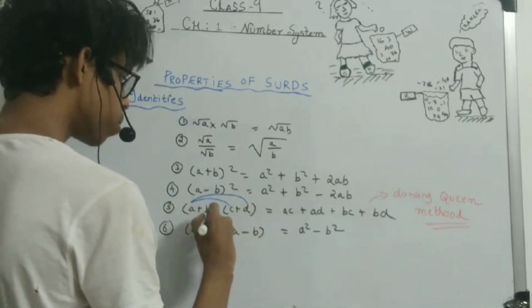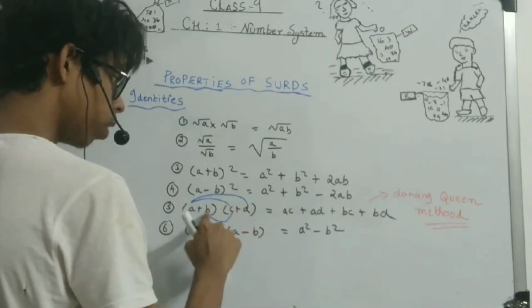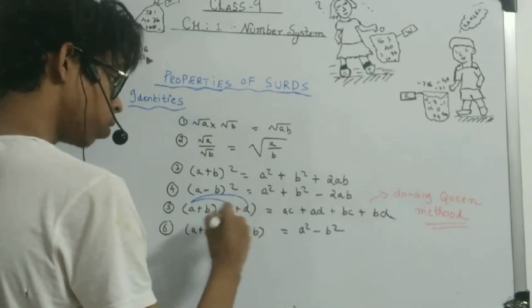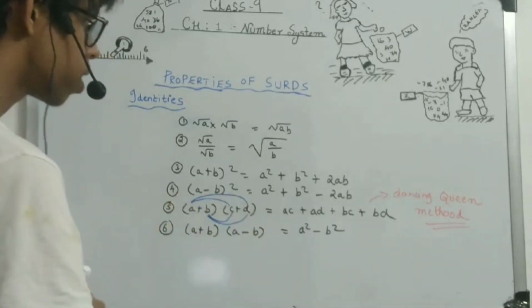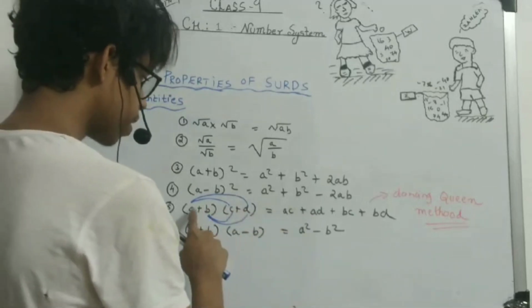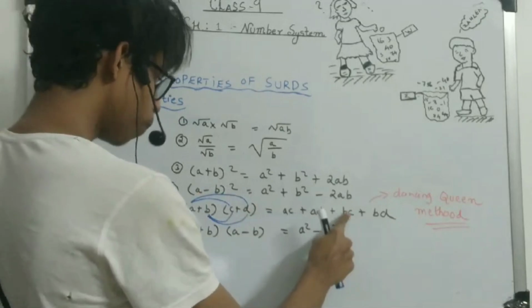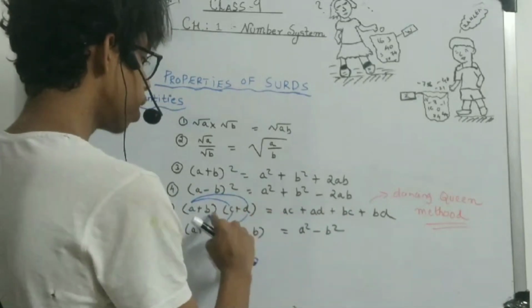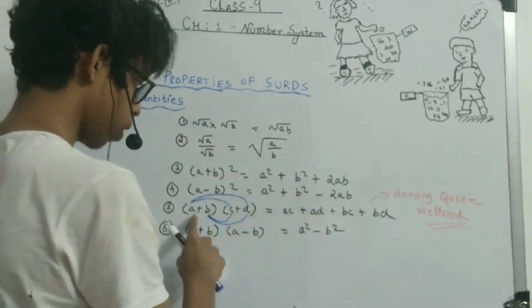Then after that, fix this b. Then again we have to do our dancing queen. So b goes to c, that is b into c plus b into d. That is the way in which we have to do our expansion. We have to multiply, that is a into c plus a into d plus b into c plus b into d. Okay, like we are just doing dancing.